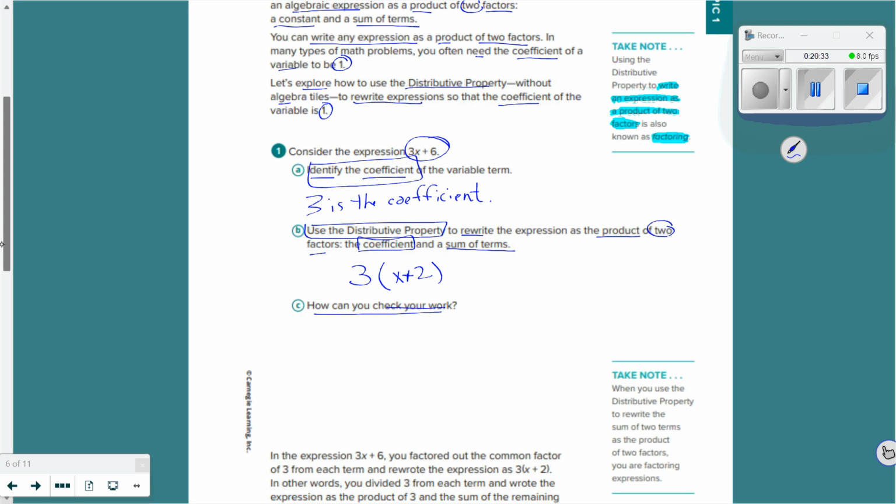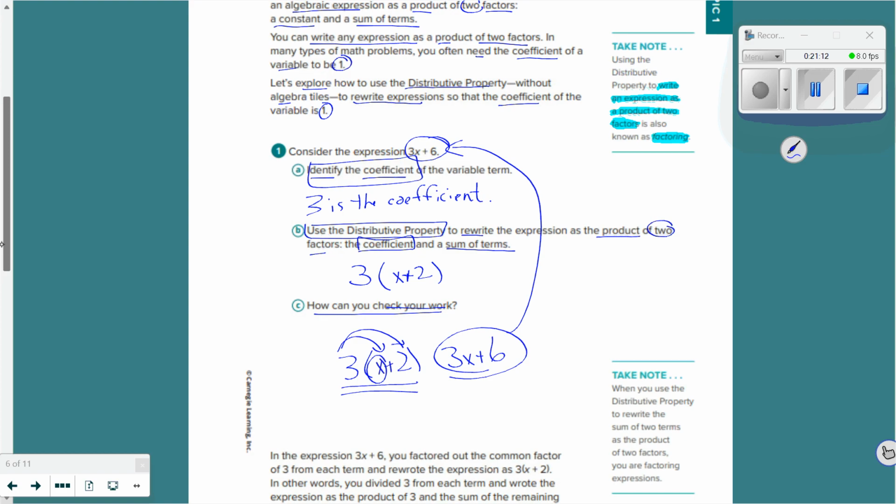Now I'm checking my work by using the distributive property. I'm going to use my distributive property to see that it works. 3 times x gives me 3x, plus 3 times 2, which is 6. Good. Then I get what I started with. So have I used the distributive property to get the coefficient of 1? Do you understand how I did it?